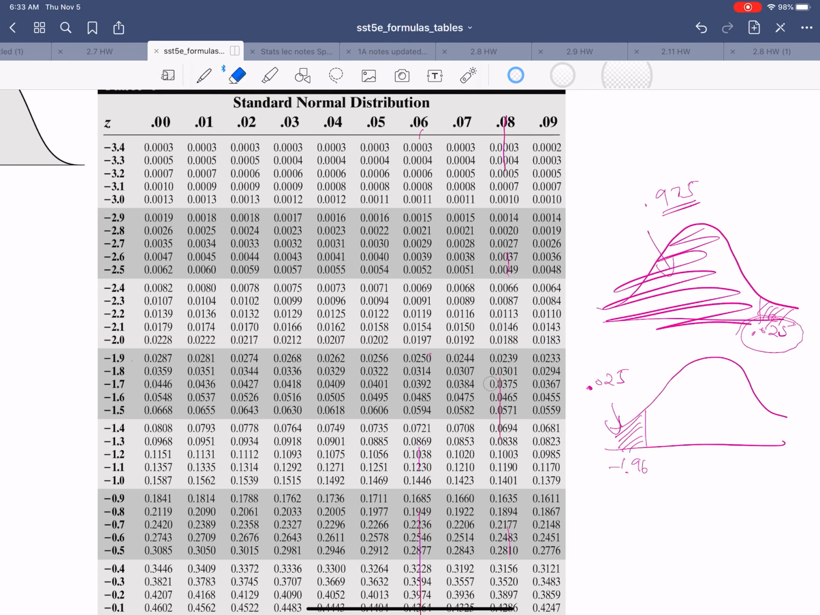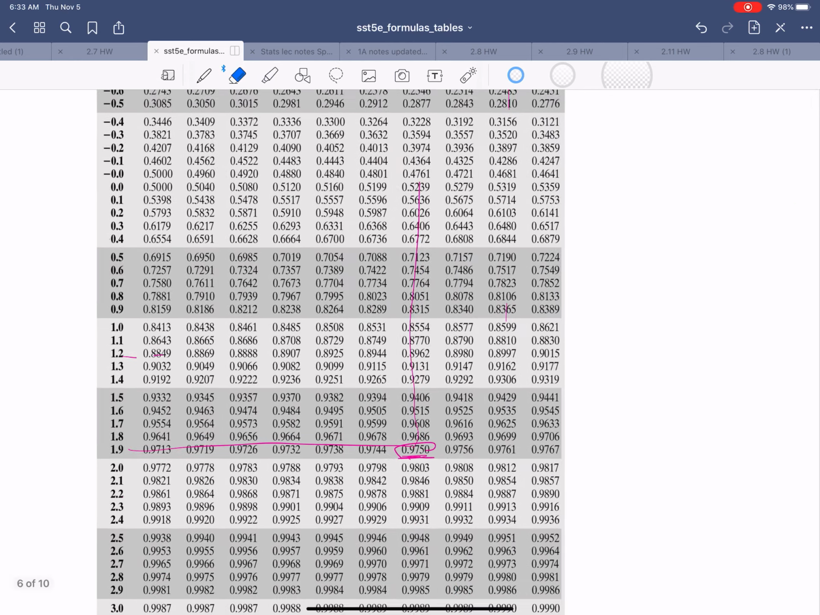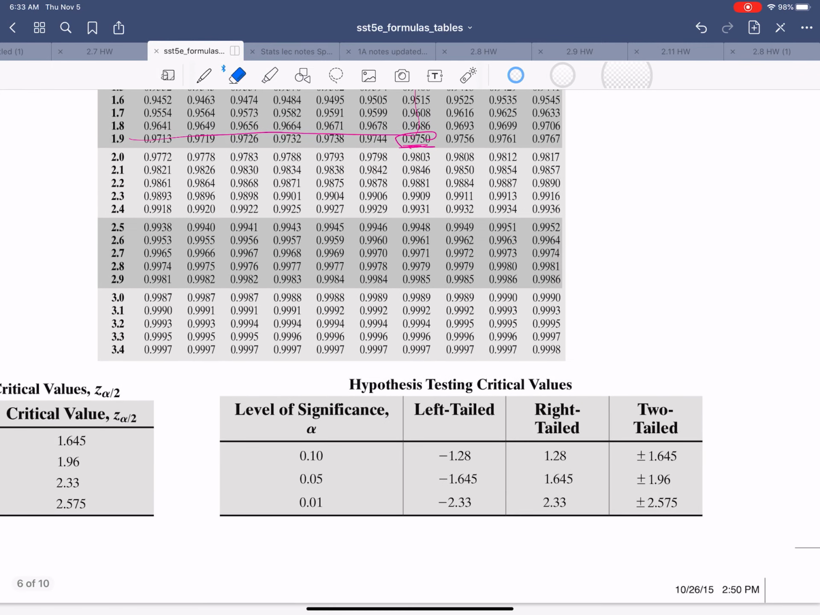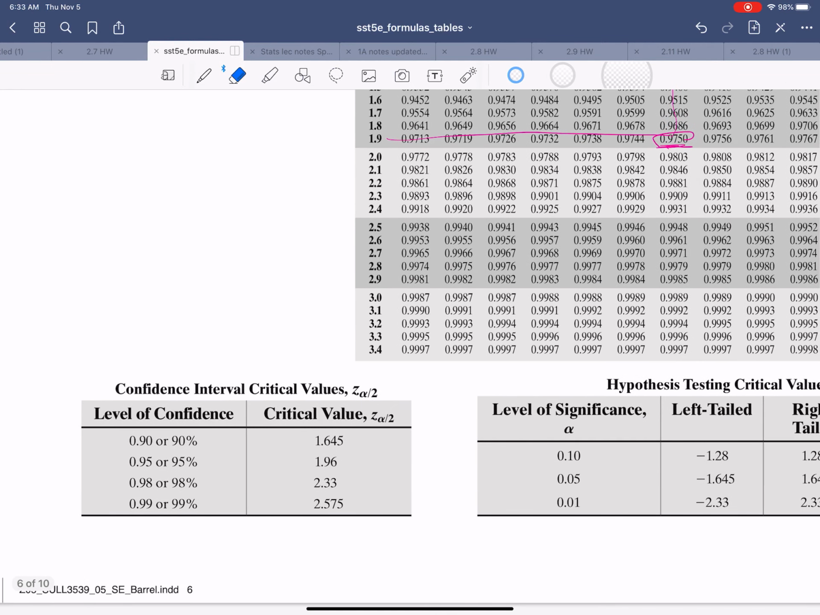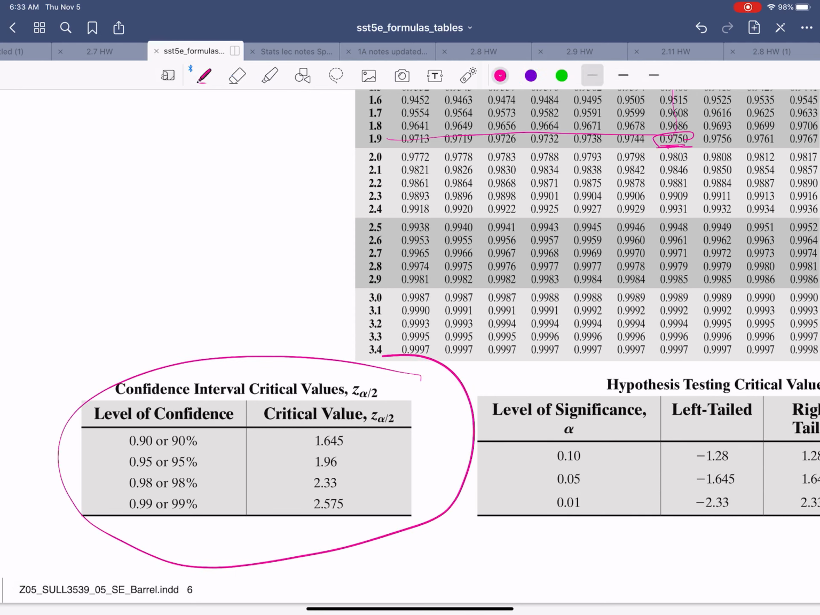Sometimes the special values are actually given at the bottom as well. Let's see if this is given. Okay, here it is. We are given the confidence level. In this case, we're looking for 90% confidence level, and we're given that the critical value z alpha over 2 is 1.645. So I'll be using 1.645 here.